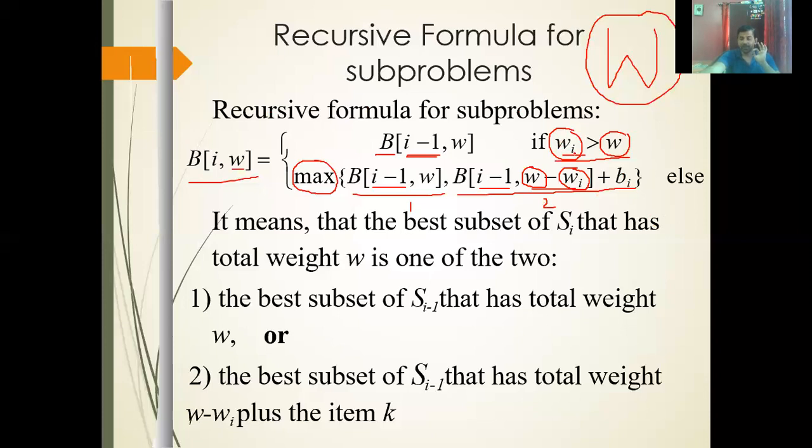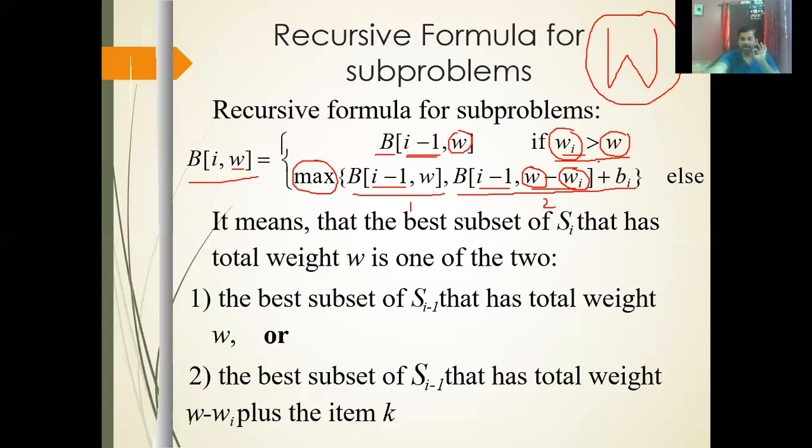Wi, the weight of the current item, if it is greater than the current capacity of the knapsack, which I'm calling by the small term W, then I should not insert this ith item into your knapsack. So the benefit or the profit will be that of I minus 1. That means the previous item profit we need to consider. There is no change with respect to the weight, it remains the same. This is the scenario when Wi is greater than W.